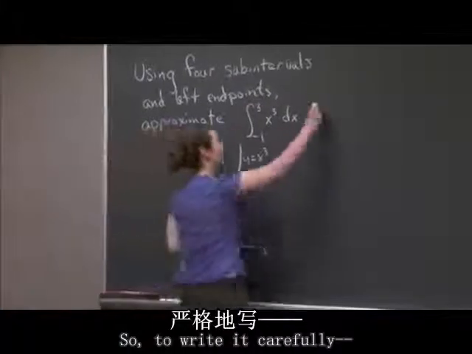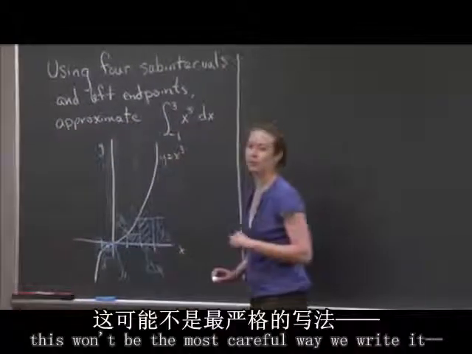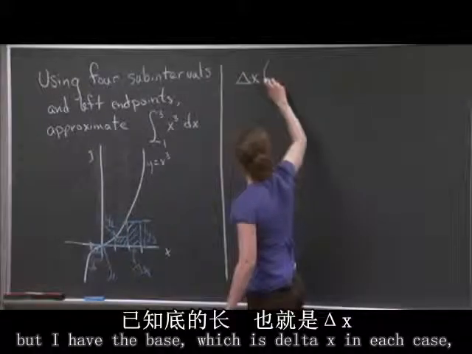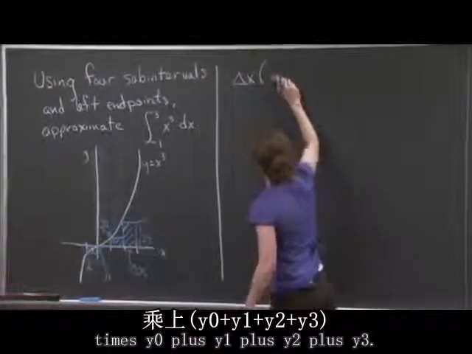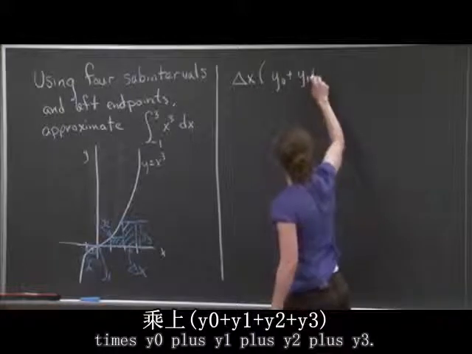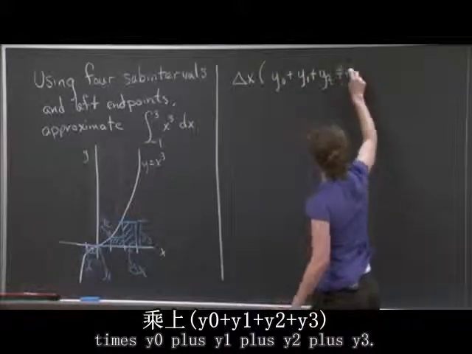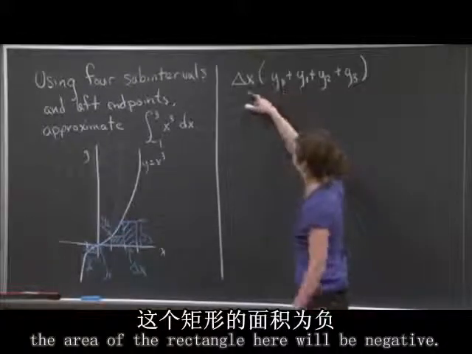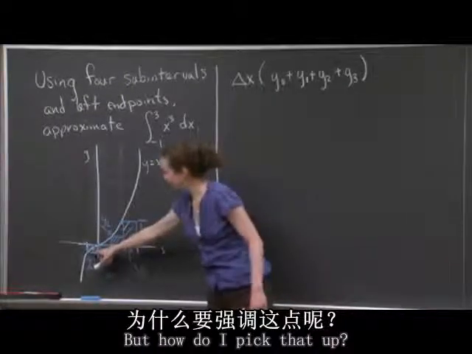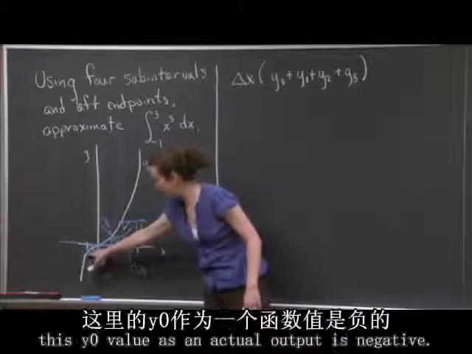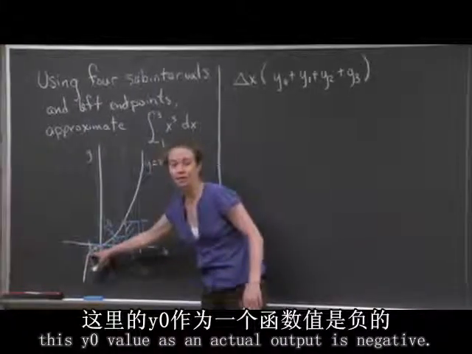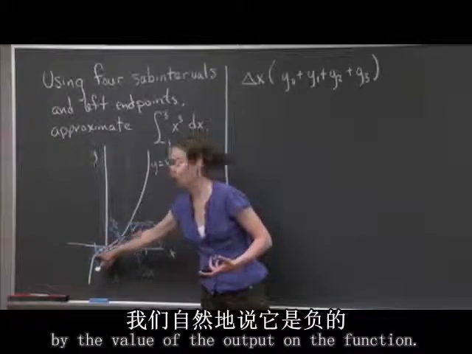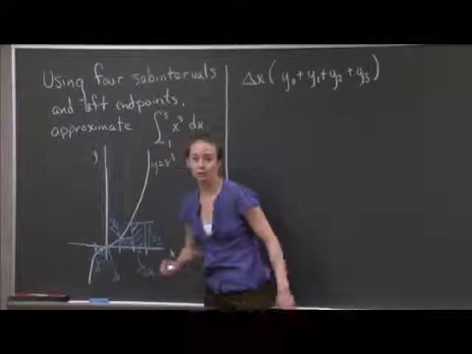So to write it carefully, well, I guess this won't be the most careful way we write it, but I have the base, which is delta x in each case, times y0 plus y1 plus y2 plus y3. And the only thing I have to be careful of is that the area of the rectangle here will be negative, but how do I pick that up? I pick that up because this y0 value as an actual output is negative. So that actually will be picked up automatically by the value of the output on the function.